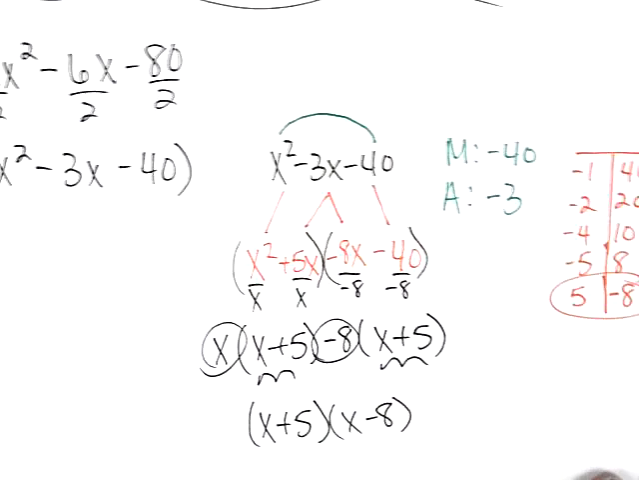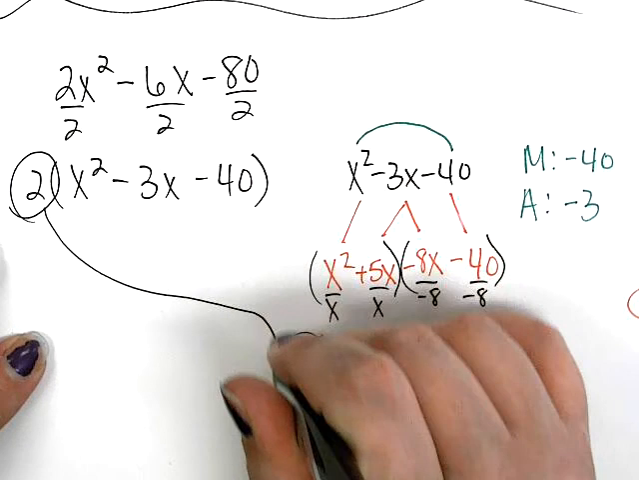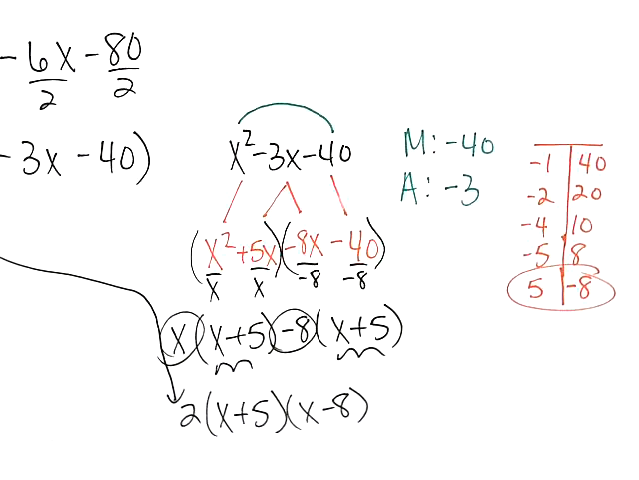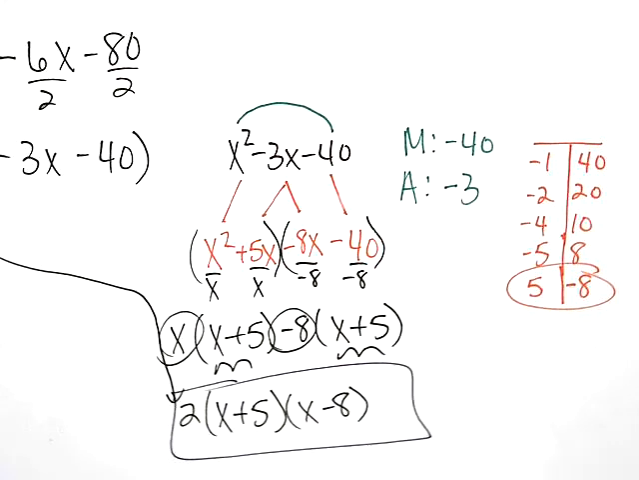And then I have to remember to go back to the very, very original, where I factored out a GCF of 2. So I'm going to take that and put it into the front. So my answer is 2 times x plus 5 times x minus 8. That is our final answer for that problem.